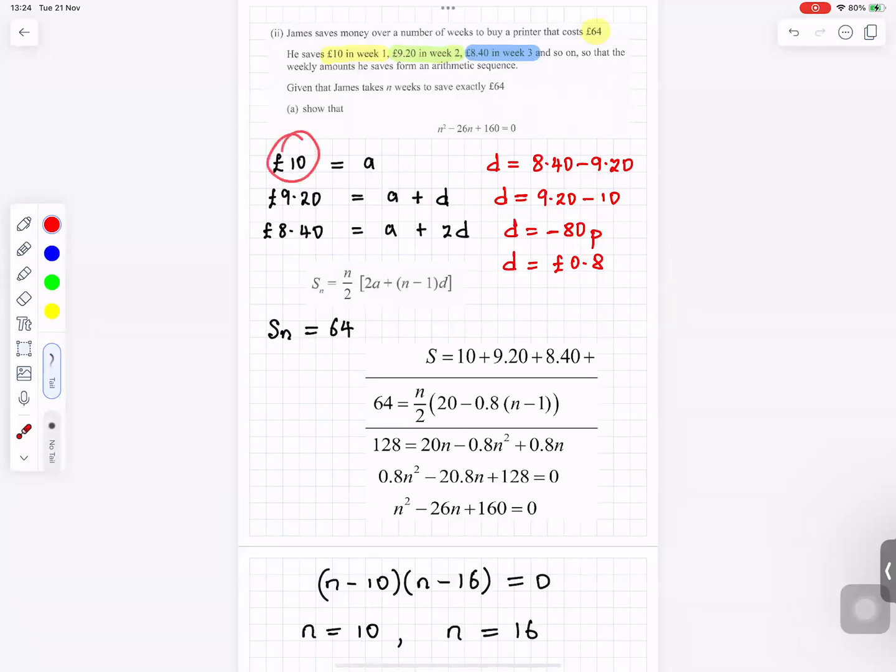In part 2, 10 pounds is a, 9 pounds 20 is a plus d, and 8 pounds 40 is a plus 2d. So the difference, 9 pounds 20 minus 10, or 8 pounds 40 minus 9 pounds 20, is minus 80 pence or 0.8. Now you can substitute those values. 2 times a is 10, so 2 times 10 is 20, plus n minus 1 times d, which is minus 0.8, and then we don't know n. And we solve it, we get that quadratic. And when we solve the quadratic, we get n is 10 and n is 16.